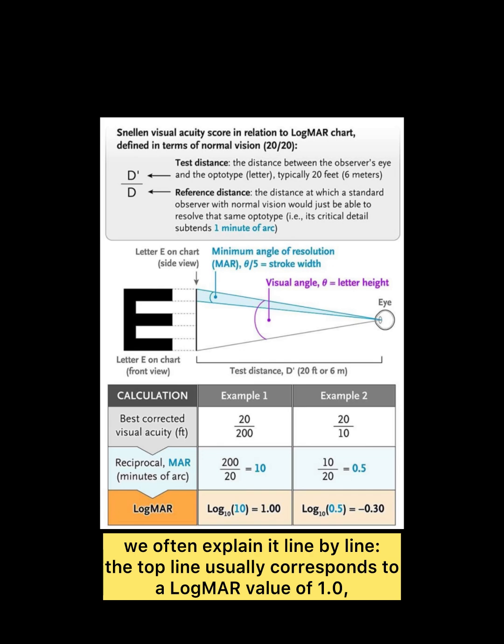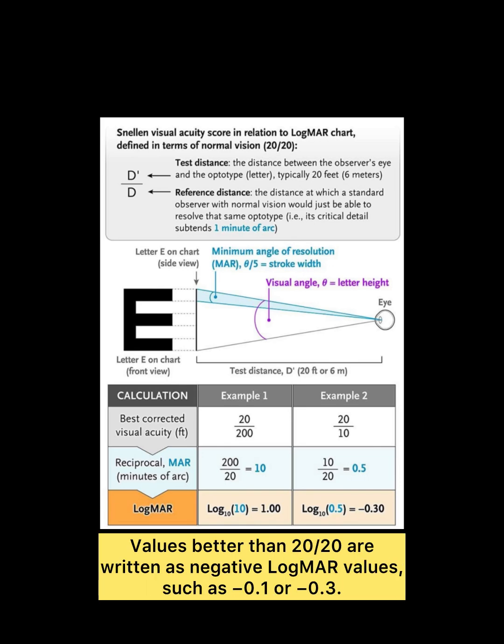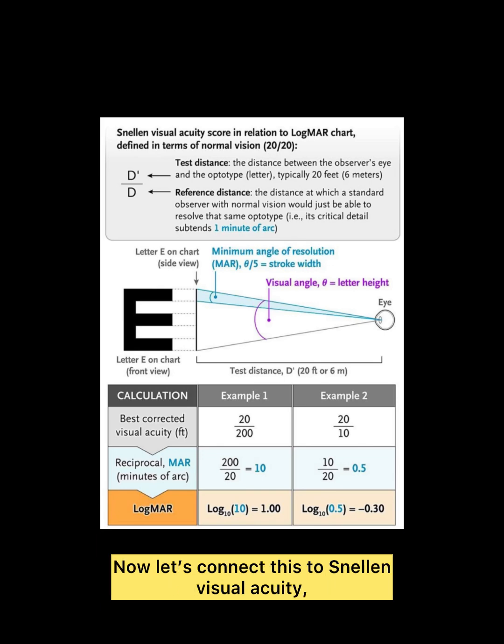The top line usually corresponds to a LogMar value of 1.0, and the 20/20 line corresponds to a LogMar value of 0.0. Values better than 20/20 are written as negative LogMar values, such as -0.1 or -0.3. Now let's connect this to Snellen visual acuity, because conversion is a common exam and clinic question.